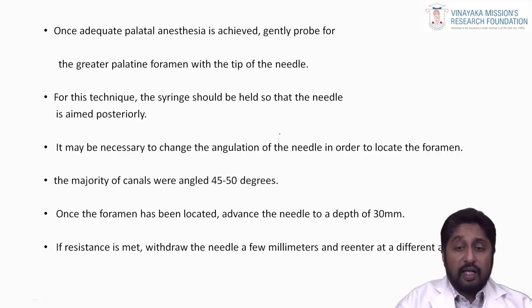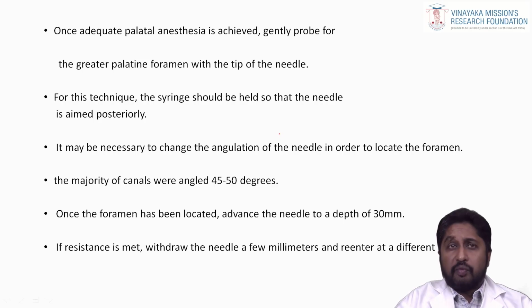Once adequate palatal anesthesia is achieved, gently probe the greater palatine foramen with the tip of a needle. For this technique, the syringe should be held and aimed posteriorly. It may be necessary to change the angulation of the needle in order to locate the foramen. Once the foramen has been located, advance the needle to a depth of 30 mm. If resistance is met, withdraw the needle a few millimeters and enter at a different angle. This is highly painful, so you can give a greater palatine nerve block first.